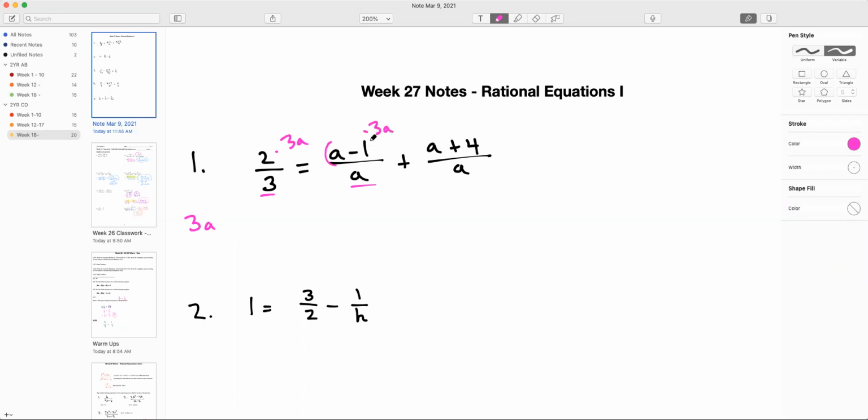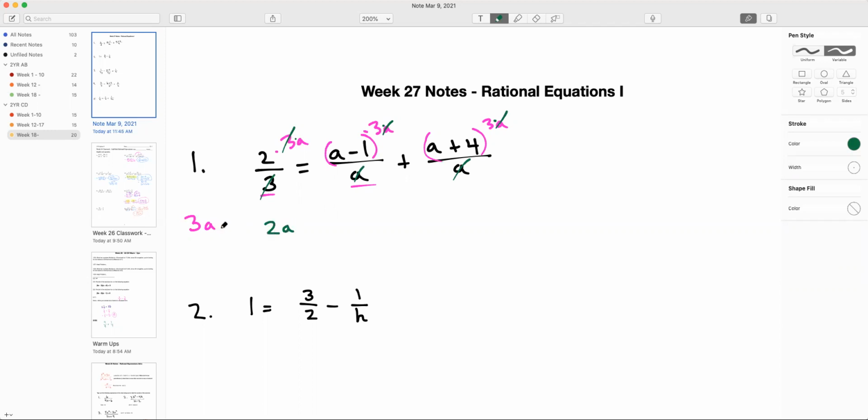Because this has two terms, I put it in parentheses. Same here. And then what we're going to do is cancel factors on top and bottom. So 3 and 3, those are matching factors because 3 is being multiplied by a here. So matching factor, cancel, cancel. The a cancels with the a here, and then the a cancels with the a here. So now we no longer have any denominators, but we have 2 times a here.